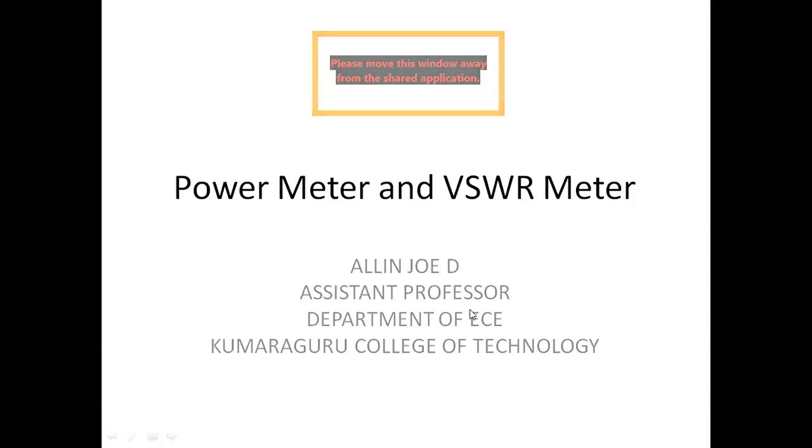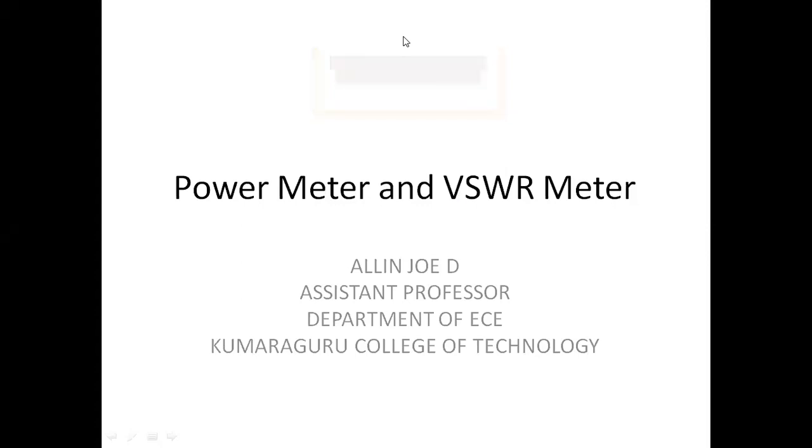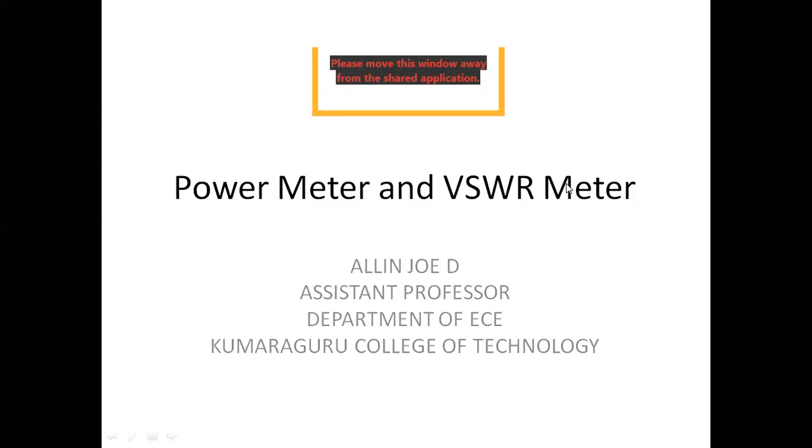So basically, the power meter is used to measure the average power, and VSWR is used to measure the standing wave ratio. So the power meter is classified into three types: low power meter, high power meter, and medium power meter. Similarly, VSWR meter is classified into low VSWR meter and high VSWR meter. So first we shall see about the power meter.